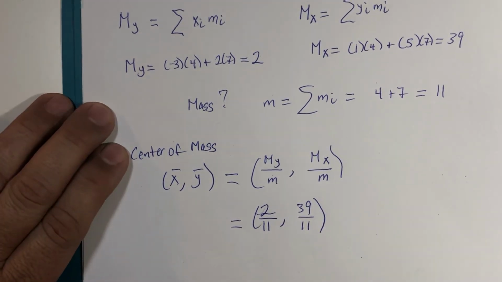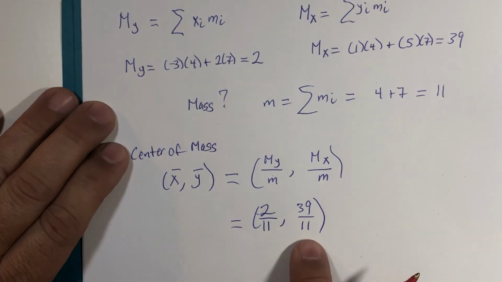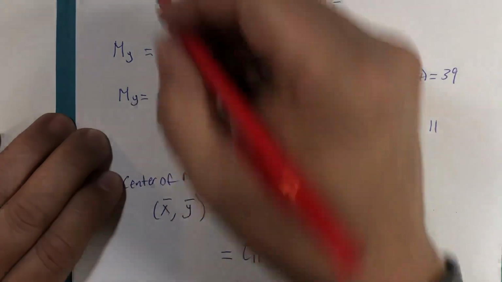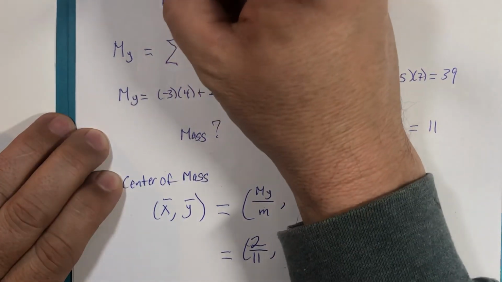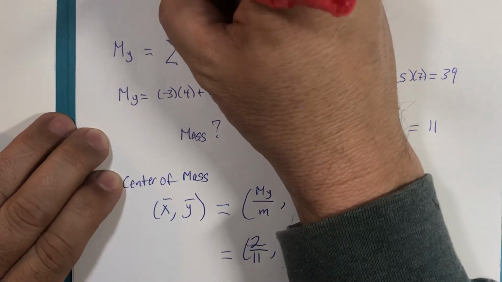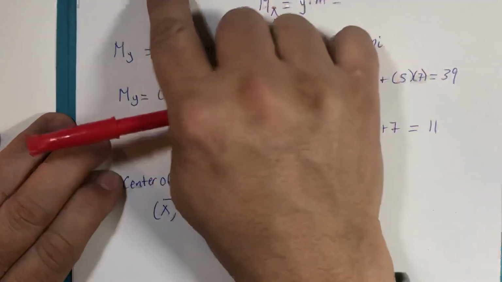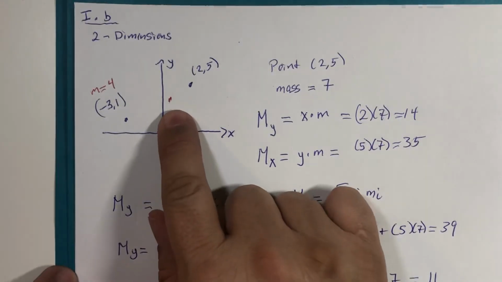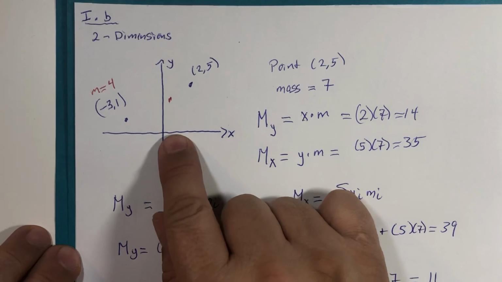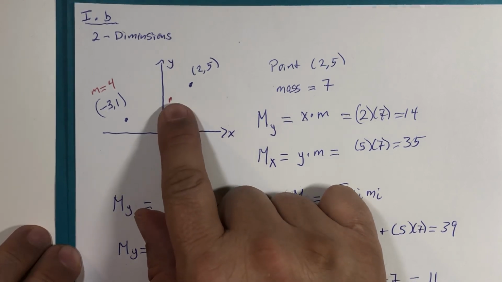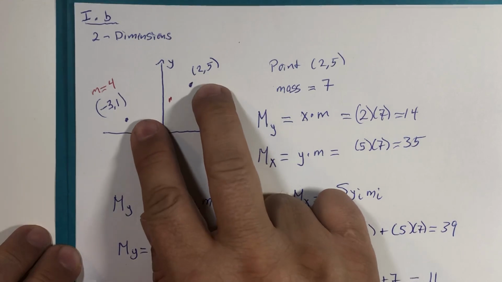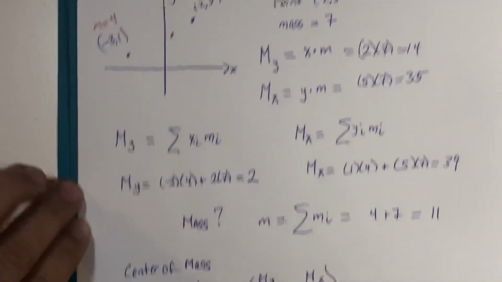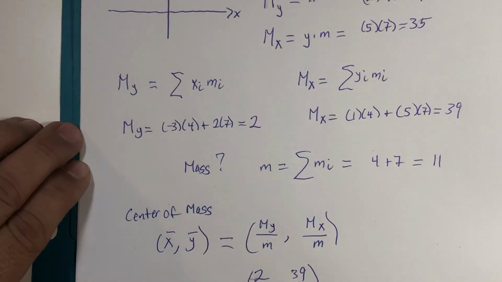2/11 is just slightly to the right of the y-axis. And this is a little bit more than 3 units, about 3.5 units up. So right here, somewhere around here, we would find our center of mass for this system. A little bit to the right, about 3.5 units up. Somewhere around here would be our center of mass, balancing those 2 points and their masses. All right, calculus part comes next.